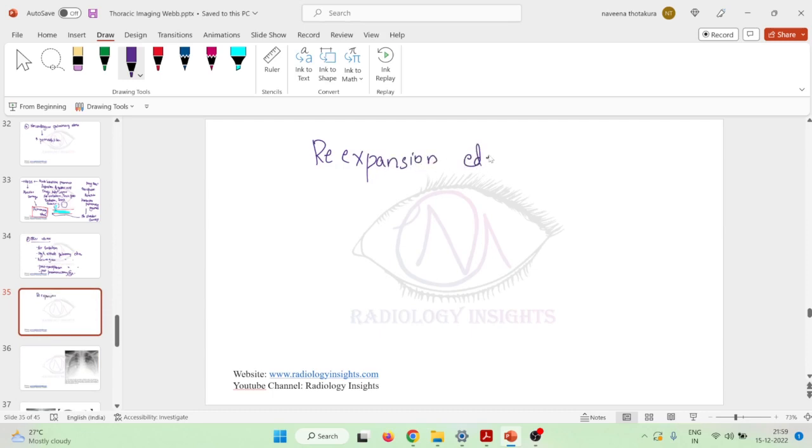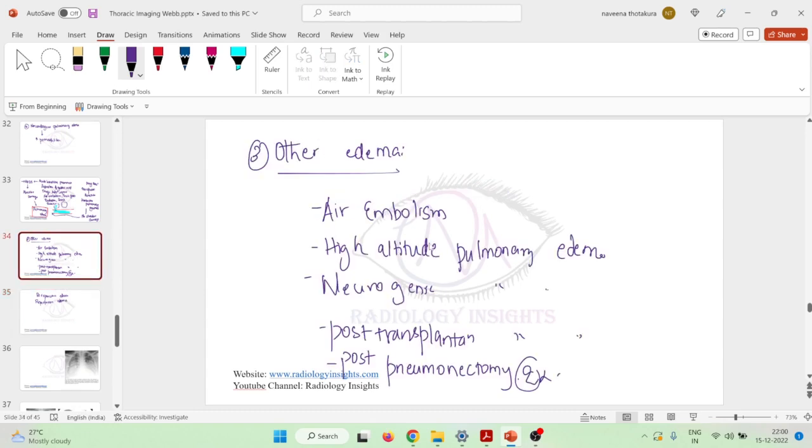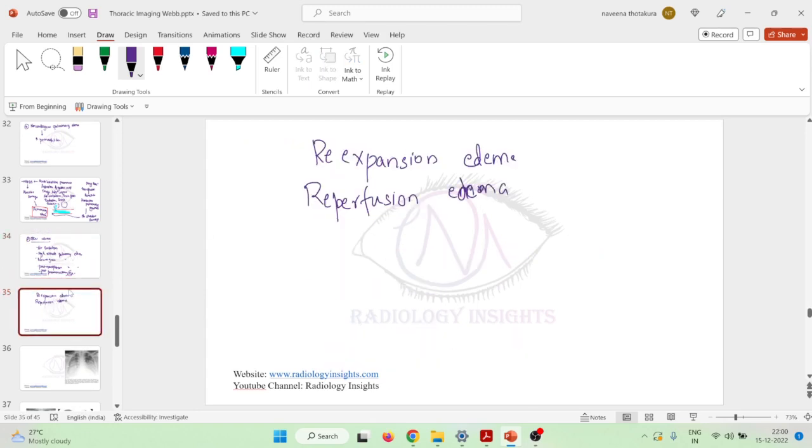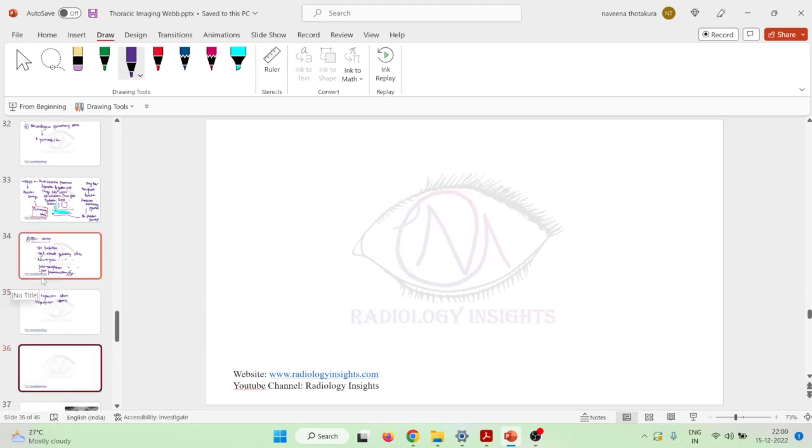Conditions like re-expansion edema, reperfusion edema can occur. So all these are different types of edema which can also replace the alveolar air with water, resulting in consolidation. Then is it just water? No, alveoli can also be replaced by blood. So what happens if alveoli is replaced by blood?